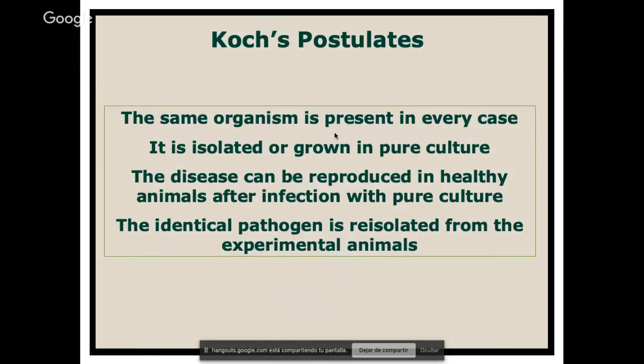In the Koch postulates, he talks about how the same organism is present in every case. It is isolated or grown in a pure culture. The disease can be reproduced in healthy animals after the infection with the pure culture, and the identical pathogen is re-isolated from the experimental animals.